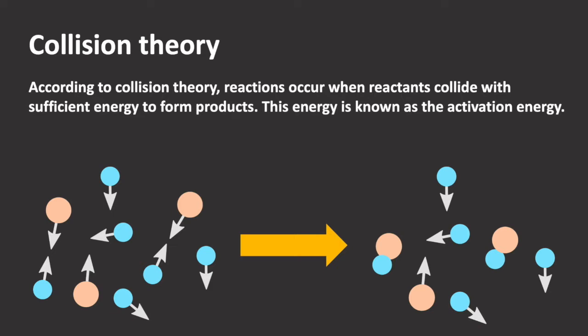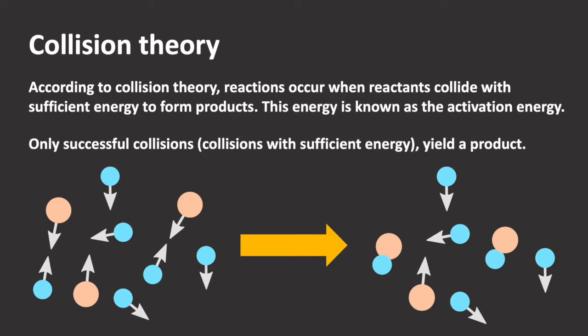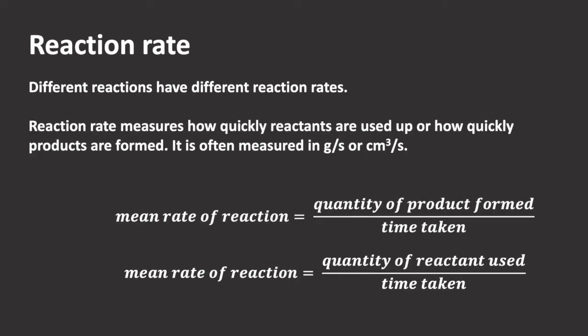This energy is known as the activation energy. Only successful collisions, so collisions that have sufficient energy, yield a product. The rate of a chemical reaction is how quickly the reaction occurs. Different reactions occur at different rates. Reaction rate measures how quickly reactants are used up or how quickly products are formed.